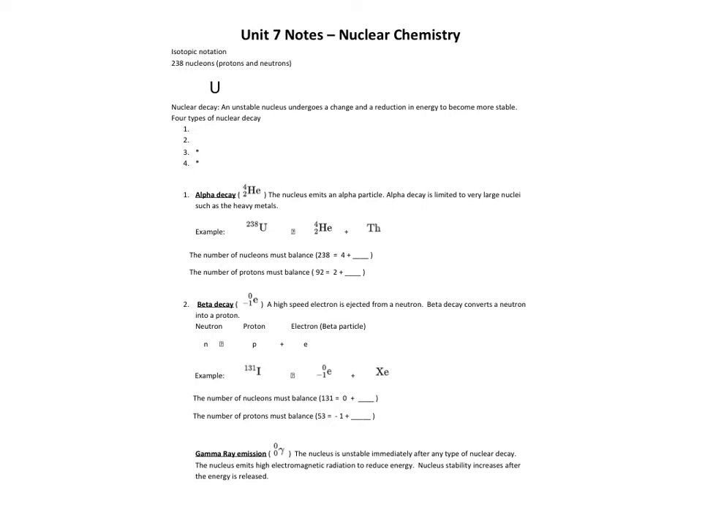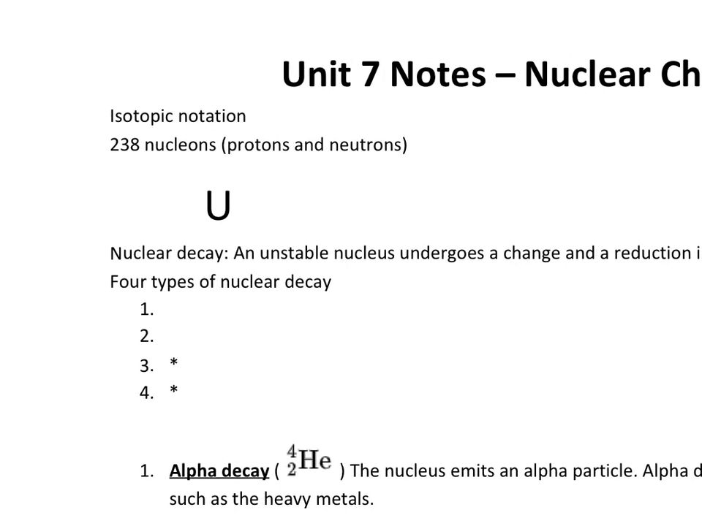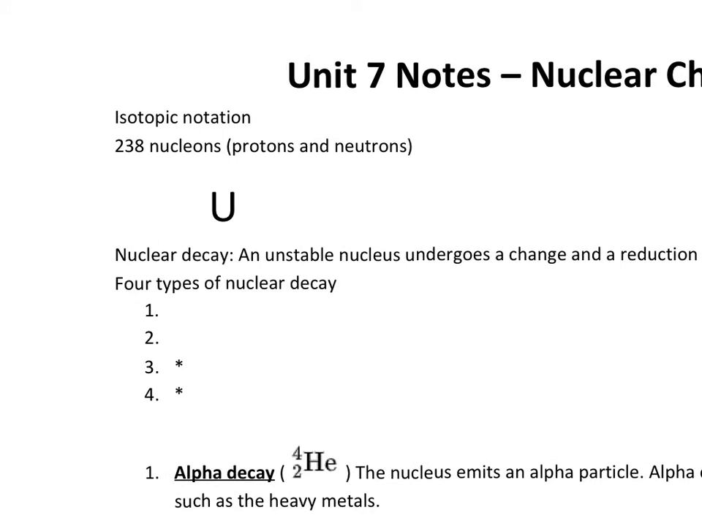Hey guys, today we're going to be looking at nuclear chemistry. We're going to be looking at 3 different types of nuclear reactions and their corresponding equations. But before we can get into that, we need to review isotopic notation, which we learned way back in, I think, Unit 2.